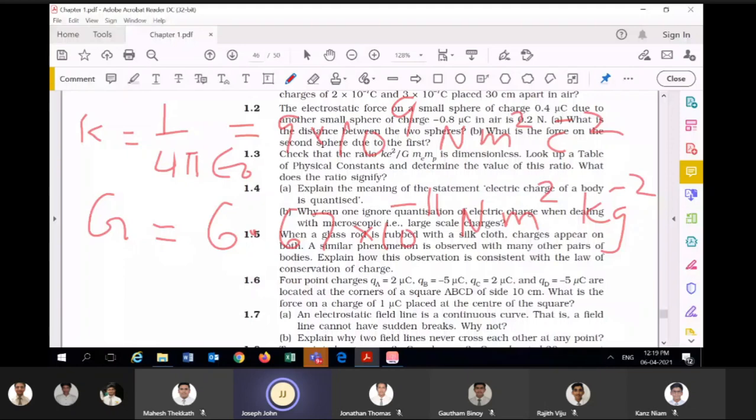E is charge of electron, you know. E is charge of electron, 1.6 into 10 raised to minus 19. You have to remember this, okay? That is Coulomb. E is 1.6 into 10 raised to minus 19 Coulomb. Finish.